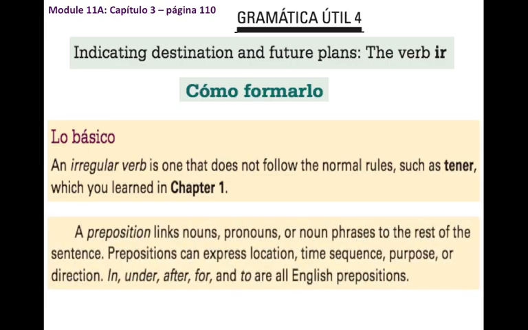The other piece that we're going to add on to with the verb ir is a preposition. So prepositions, for example, you'll see in, under, after, for, to. They are all English prepositions. They link nouns, pronouns, or noun phrases in the rest of the sentence. And we're going to use the preposition to, in this case with the verb ir, to express location. We've already used to in a time sequence. A qué hora, at what time. We're using at. So we're going to be linking that together in this lesson.